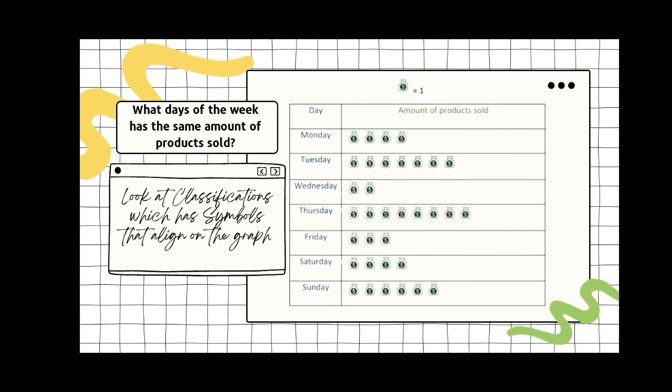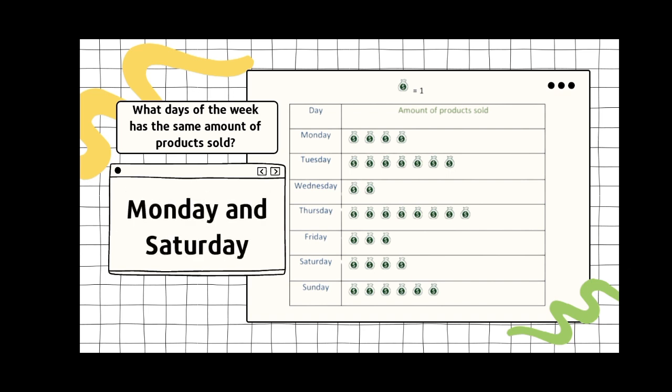Next question, what days of the week have the same amount of products sold? So to identify that, basically all you need to do is to locate which classifications have the same amount of symbols, or which symbols do align on the graph. So we have Monday and Saturday both have the same amounts of products sold.